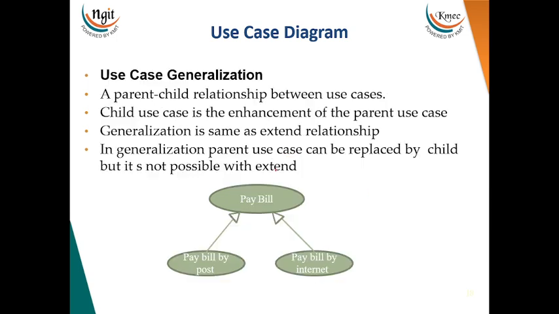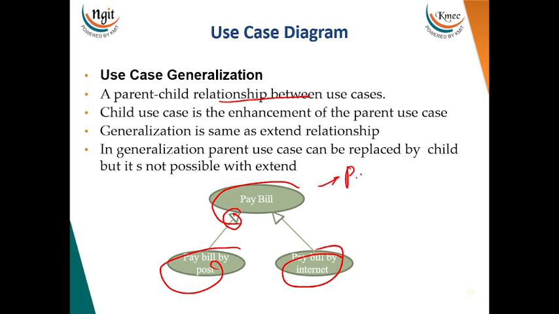And generalization is your parent-child relationship between use cases. So pay bill by post, by internet. It is represented by this one, and this is your parent and this is your child. The child is an enhancement of the parent. Generalization is the relationship between them.